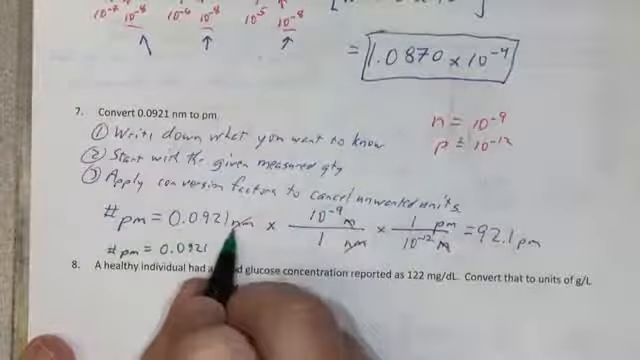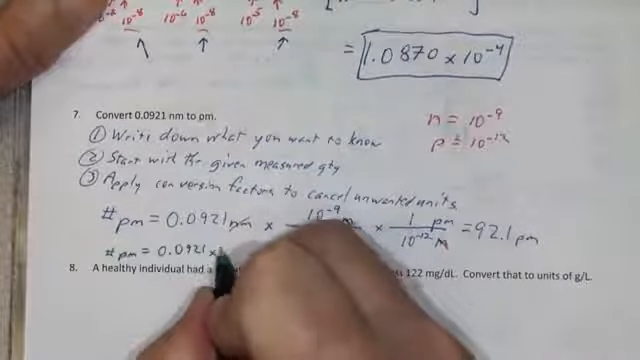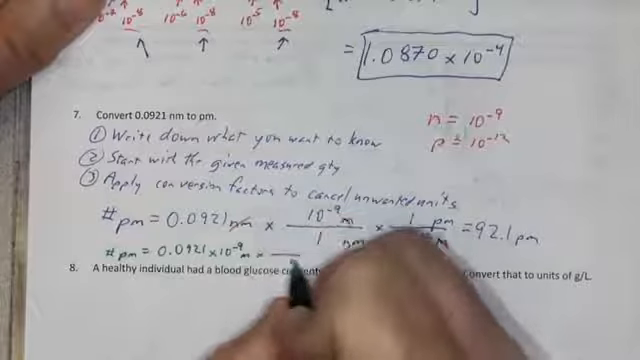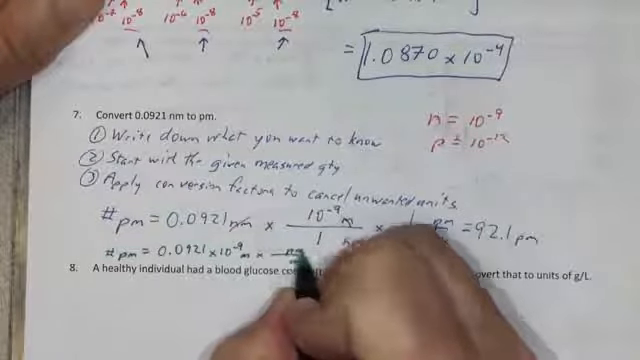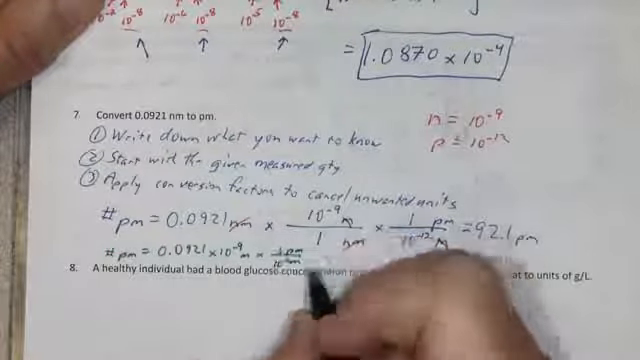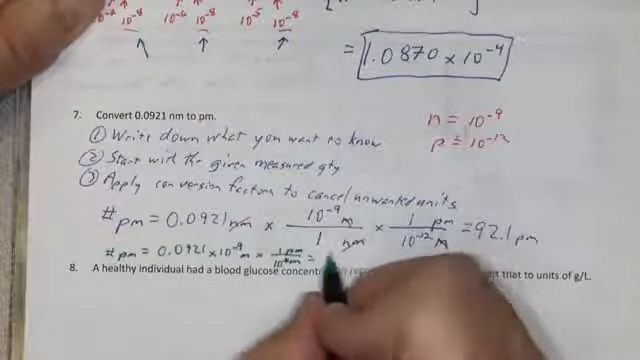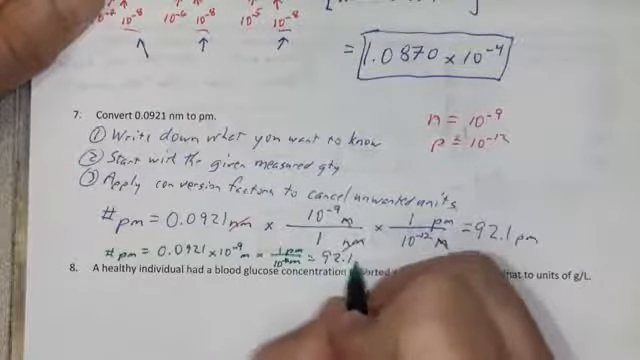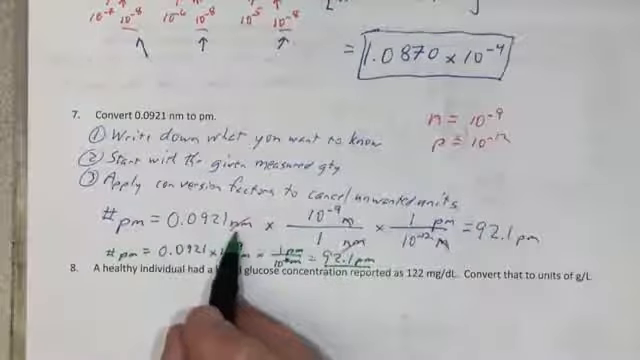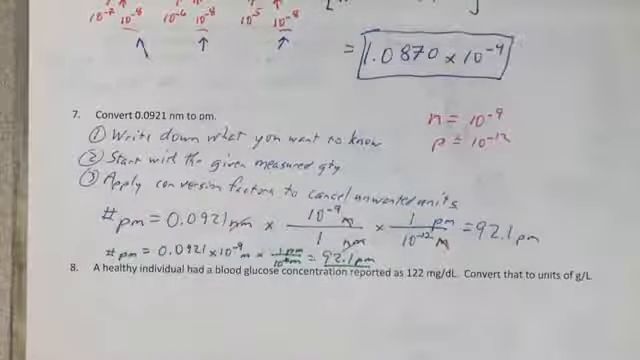0.0921, and instead of writing nano, write down what nano means. Nano means times 10 to the negative 9 meters. And now you only have to go from meters to picometers. And pico means 10 to the negative 12, so I'll put 10 to the negative 12 in the denominator. And meters cancels, 10 to the negative 12, and we'll get the answer, 92.1 picometers. So that's a shortcut that's useful, where instead of writing nanometers, since you don't want it in nanometers, just write nano means times 10 to the negative 9, and so you can include that.